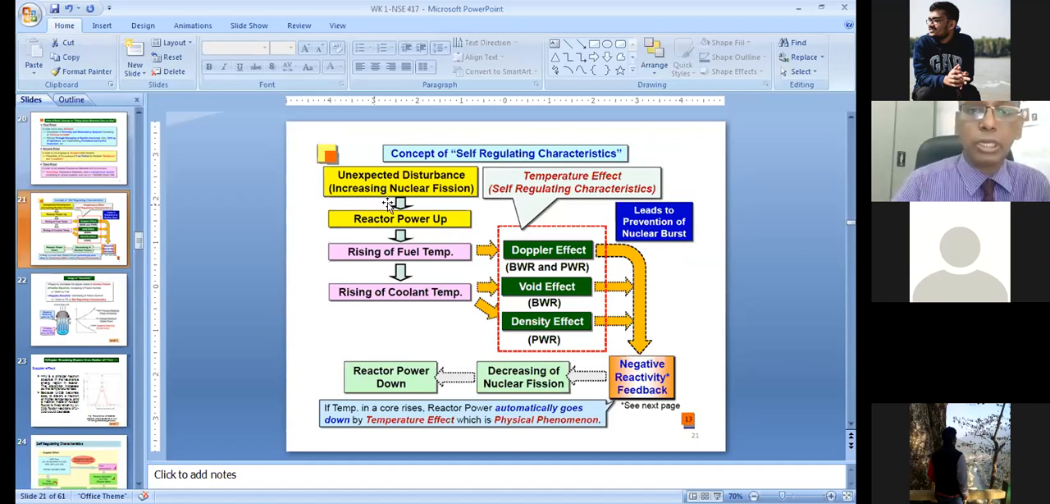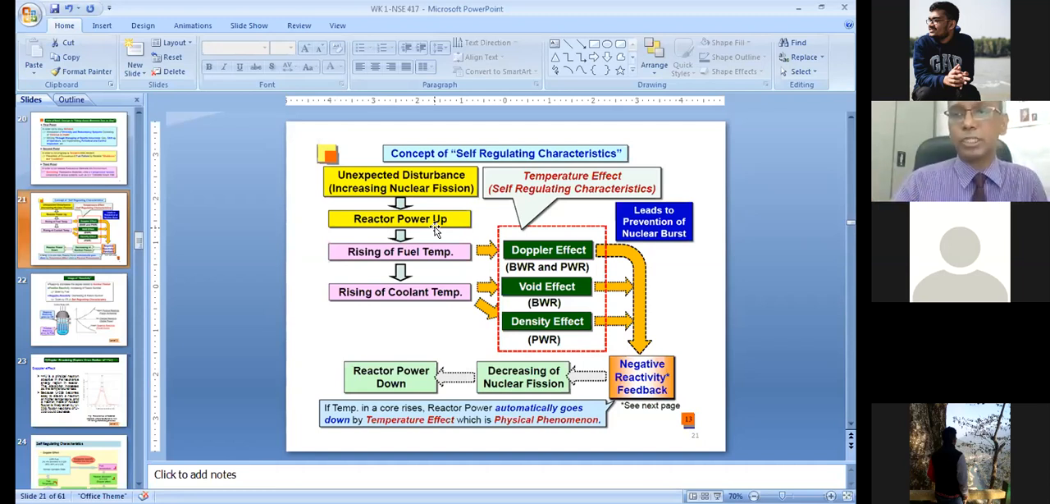The first one: let's say an unexpected disturbance comes. Some abnormality comes in the nuclear fission or nuclear reaction, and nuclear fission is increasing. That means you have to check on the monitor in the control room that your nuclear fission is increasing, so there is a possibility that reactor power is increasing. Then on your monitor you will see the reactor power going up. If reactor power is going up, what will happen? Your fuel temperature will increase.